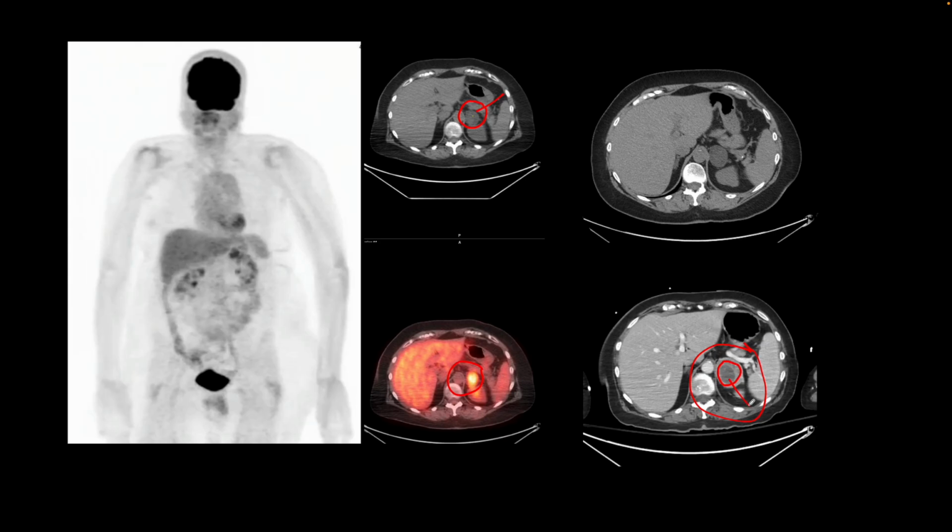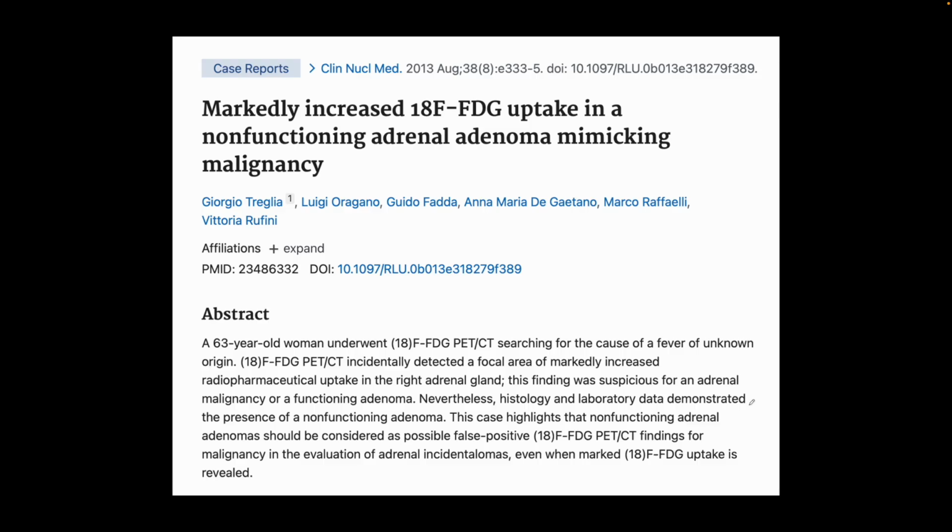So adenomas are common tumors arising from the adrenals. They have low attenuation on CT, and they may show incidental focal hypermetabolism on FDG PET, and the specificity for calling it a benign adenoma is very high when a non-contrast enhanced CT shows an attenuation of less than 10 Hounsfield units. This is a case report from 2013 talking about markedly increased FDG uptake in a non-functioning adrenal adenoma mimicking malignancy.